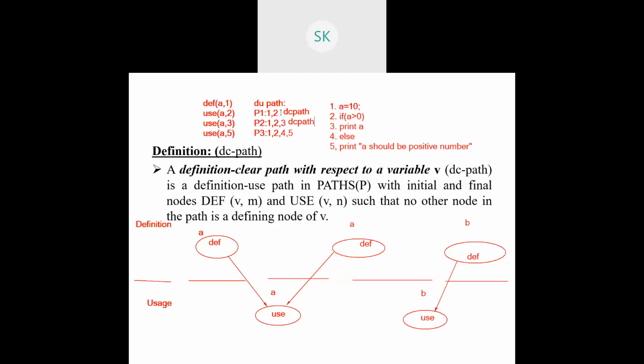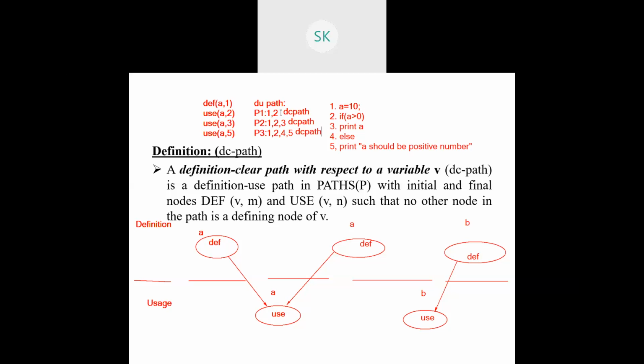Why is it a DC path? Because nowhere are we reassigning it. The next one is also a DC path. One time we are defining it and using it. There is no multiple definition in it. Definition clear means nowhere will any confusion be available. That's what we studied with respect to variable define-reference anomalies, right?